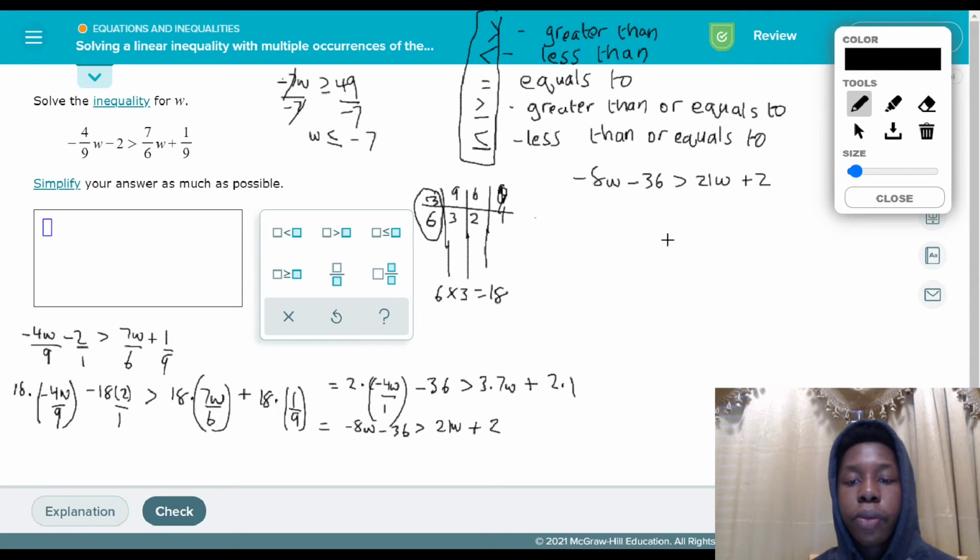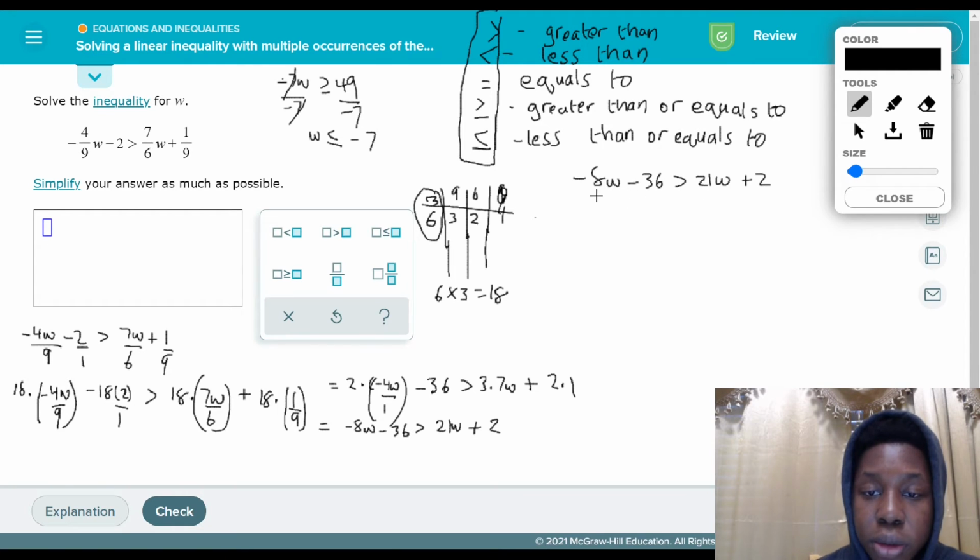Okay, so now all we have to do is simplify this. Remember I said treat this greater than sign like it's an equals sign. Don't let it confuse you. Just treat it like you treat a normal equation. The only thing is, when you're dividing by negative numbers, this sign will flip to the other sign. So if it's greater than, it's going to be a less than. If it's less than, it's going to be a greater than.